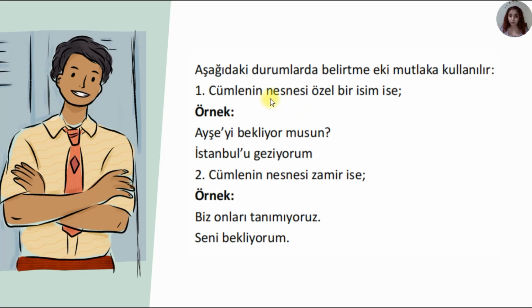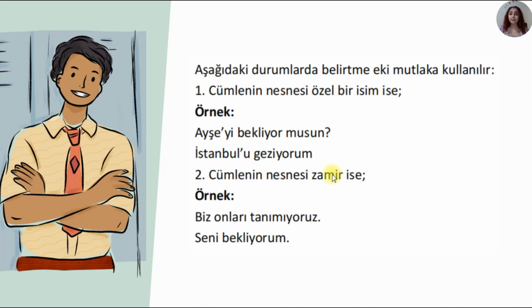And be careful about object, nesne. All the time, the highlighted, the emphasized thing in this accusative case is the object. And all our job is related with the object of your sentence. Are you waiting for Ayşe? Ayşe'yi bekliyor musun? İstanbul'u geziyorum. I'm traveling Istanbul. And if it is any other different city, it will take I, U, Ü, whichever is suitable. And this was the first condition. The object of the sentence will be a special name.